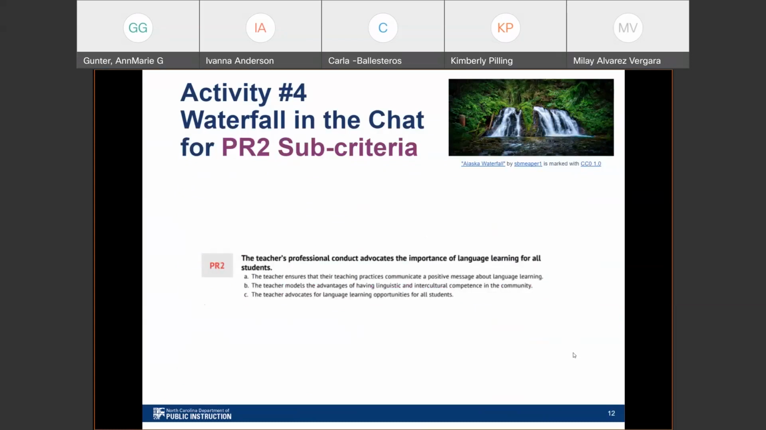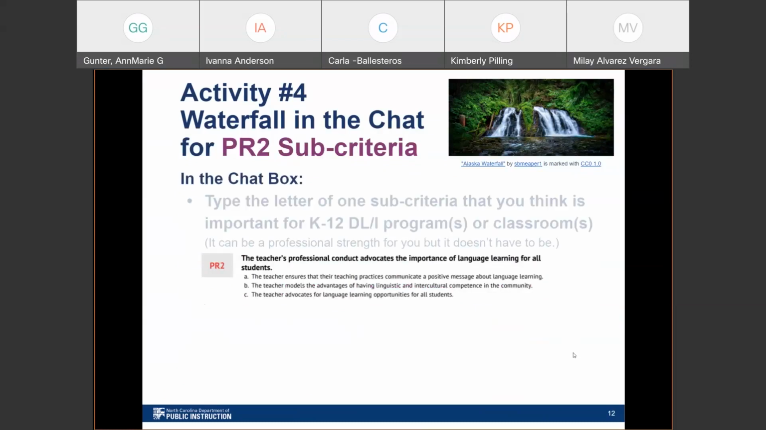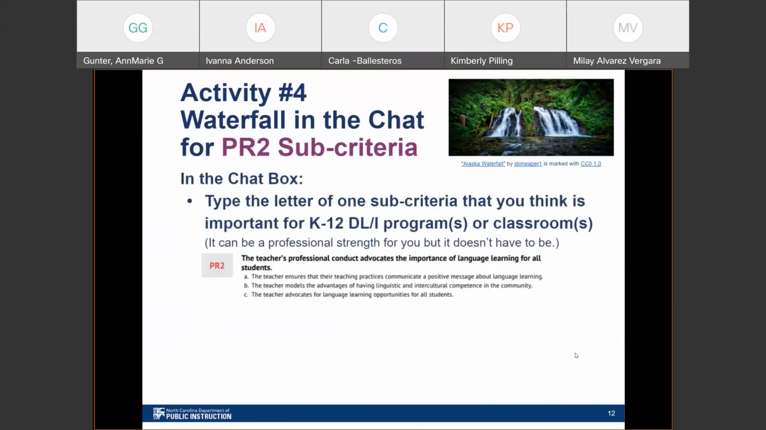So what I want you to do is, in the chat box, type the letter of one sub-criteria that you think is important for K-12 DLI programs or classrooms. It can be one of your professional strengths, but it doesn't have to be. And again, I've got them on the screen so you can see them, A, B, and C. So start out with a letter.